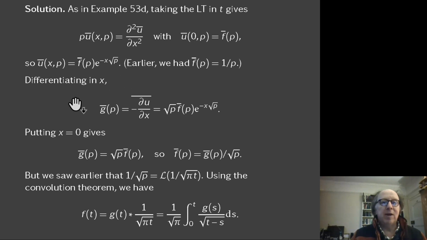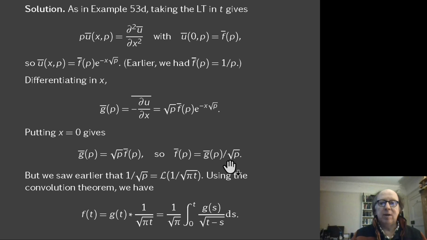Now we differentiate with respect to x. We take du bar by dx, which is g bar of p, the Laplace transform of minus du by dx. So we just differentiate this with respect to x, and what happens, we get a minus sign, which kills the minus sign outside. We get a root p from the exponent, and the f bar of p is, of course, independent of x. So we get root p f bar of p e to the minus x root p. X equals 0 gives g bar is root p f bar. So f bar is g bar over root p.